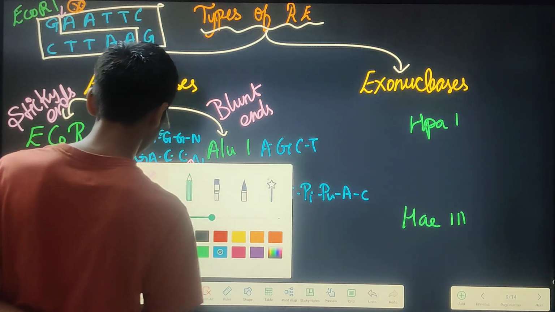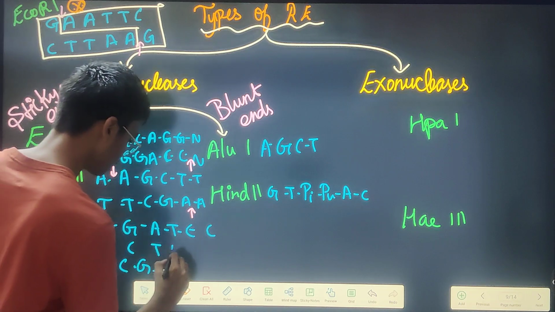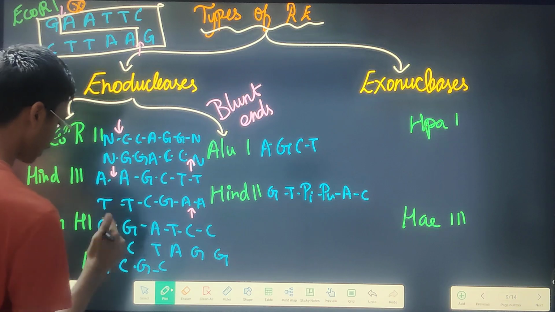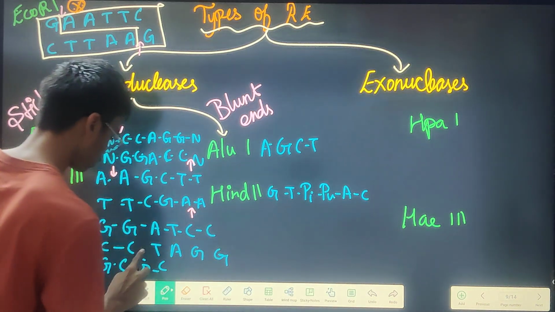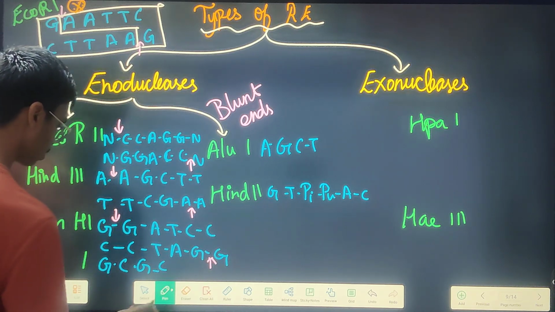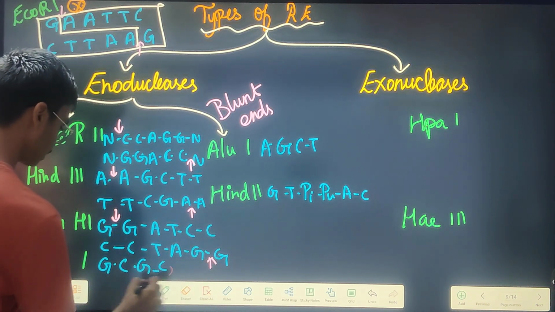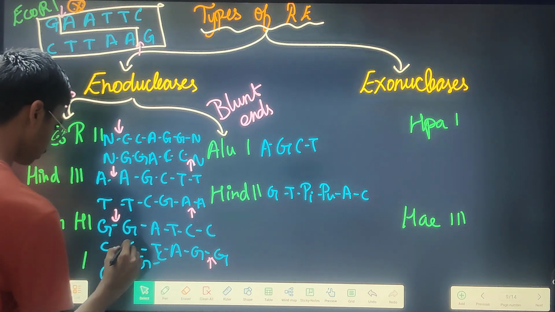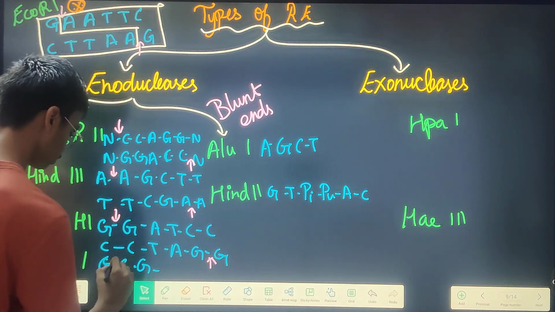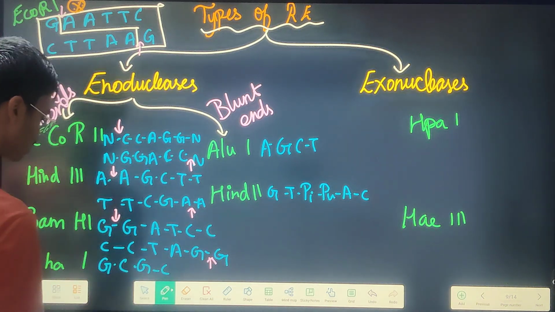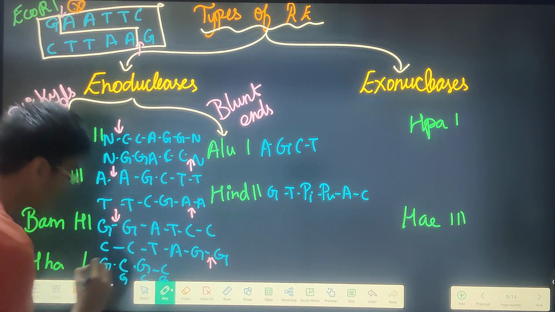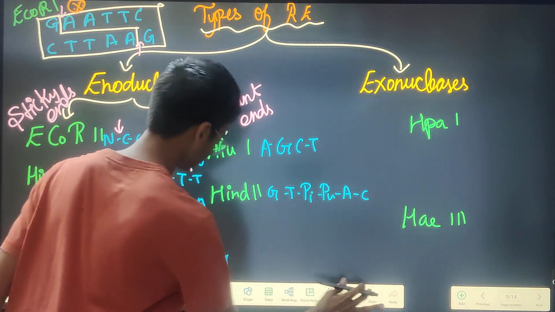Okay, then what about here? C, C, T, A, G, G. Okay, then here also you will be having it like this. So this is going to be G, this is going to be C, this is going to be G, this is going to be C. See, it is alternating, it is an alternating base pair.